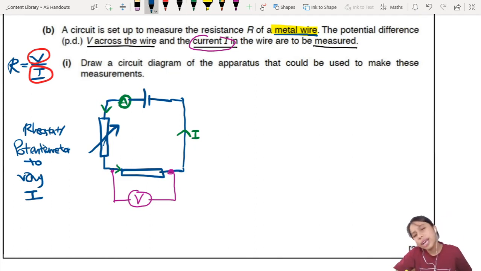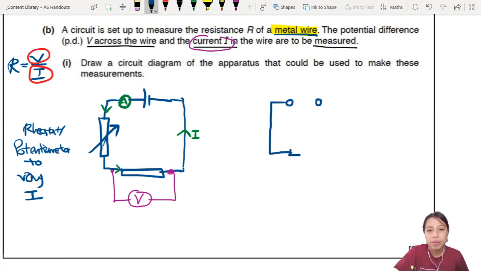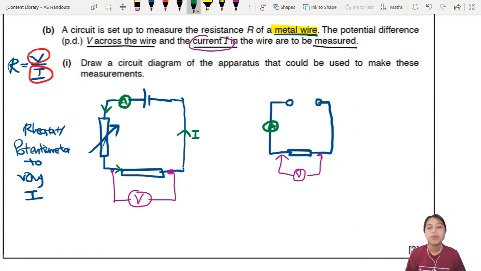If you're wondering whether you need to add the potentiometer, there's a shortcut way, but I'll show you also. If you use a power supply, which means you connect to some special machine that will give you electricity, then you can just do it straight away like this. The wire, and then you measure voltage across the wire, and you add an ammeter in series. Like that. Then maybe this one is a 12 volt supply. That also works, but make sure you know how to use the rheostat as well.